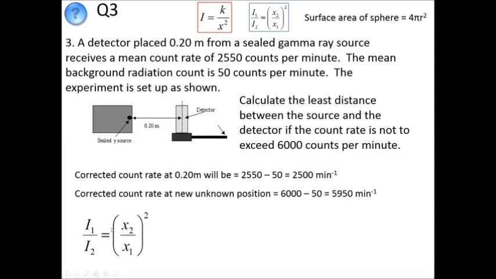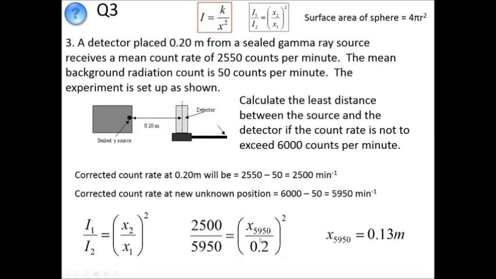We can then use our equation. We've got an intensity of 2,500 at 0.2, and an intensity of 5,950 at an unknown distance x, which I've called x subscript 5950. Shoving the numbers in and doing our little bit of maths, you should get an answer of 0.13 metres. This makes sense, as 0.13 metres compared to 0.2 metres means we've gone closer to the source and our count rate has indeed gone up.